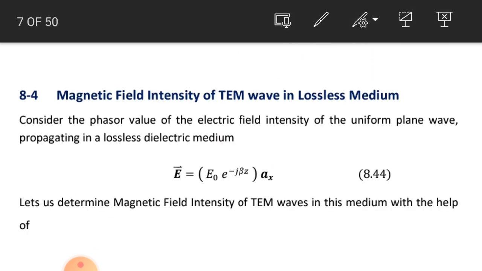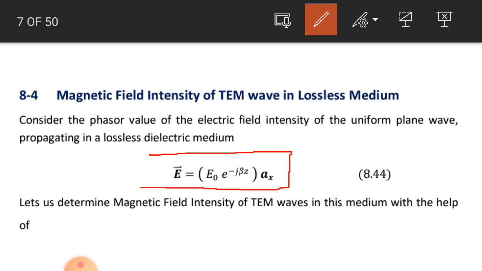The magnetic field intensity of the transverse electromagnetic wave in a lossless dielectric medium. We consider the phasor value of the electric field intensity in a lossless dielectric medium, where it is equal to E naught into e raised to power minus j beta z ax. Sometimes we represent this beta by k. It makes no difference. You can represent this phase constant either with the help of beta or with the help of k. So this is the phasor value of the electric field intensity in a lossless dielectric medium.